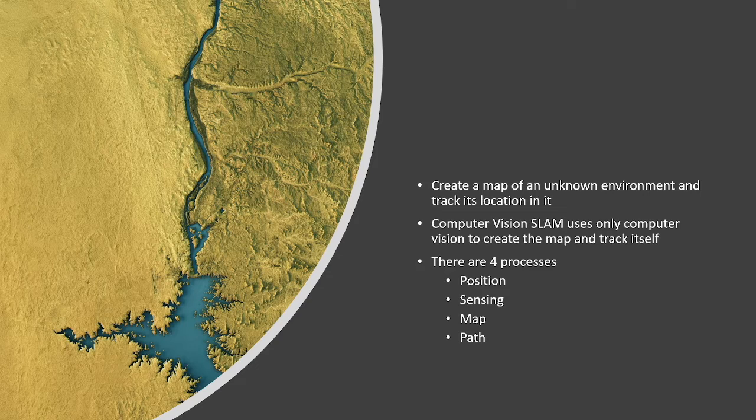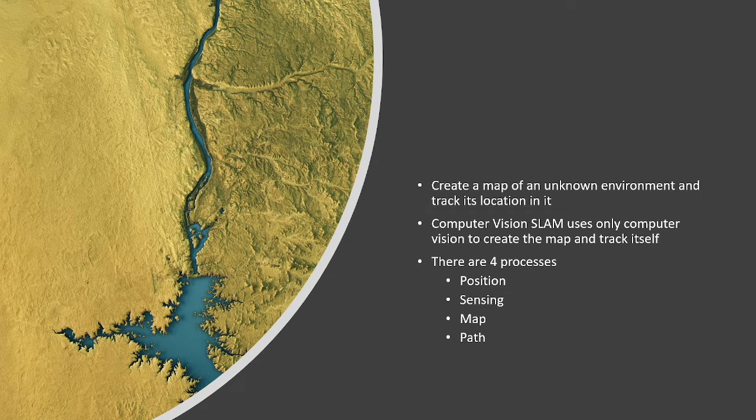For example, if you're going through a jungle, this algorithm will help you map the entire jungle. It will create a map of that jungle, and then it will try to track your location in that place. Computer vision SLAM uses only computer vision to create the map and to track itself. It's like seeing all around you in a 360-degree motion and tracking yourself. When you move forward, the distance between things changes. Then it processes all of that information and updates your new position.